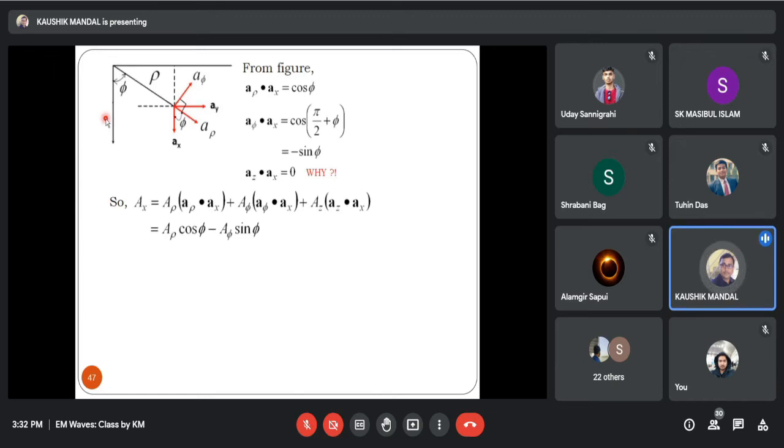Now instead of remembering all those equations, if you can draw the corresponding unit vectors ax, ay, this is the a rho and this is the a phi. To draw these particular unit vectors, you must consider the basic figures of Cartesian as well as cylindrical coordinate systems. Then only you can draw these unit vectors properly. Now, if you can draw these unit vectors properly, then you can easily find out all these dot products very easily.